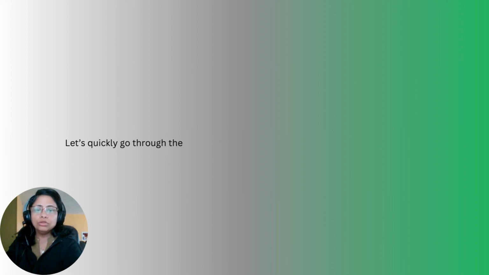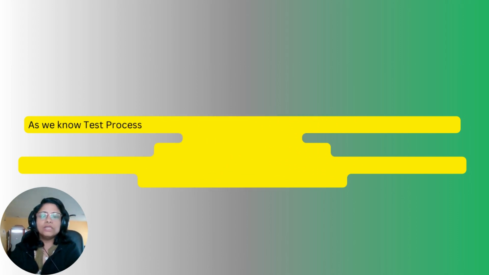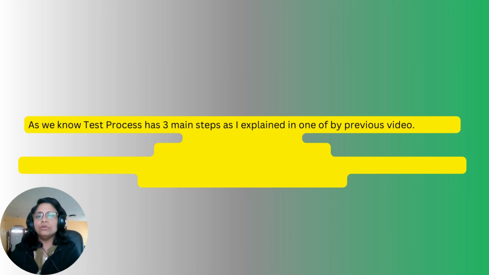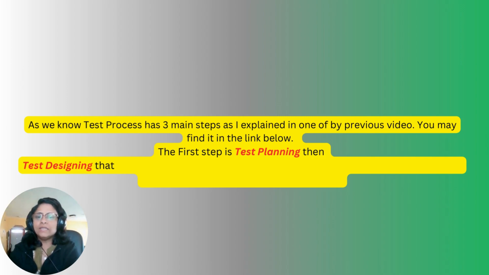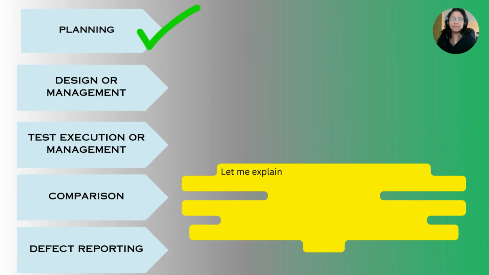Let's quickly go through the process of test plan before writing a bug or defect report. As we know, the test process has three main steps, as I explained in one of my previous videos. You may find it in the link below. The first step is test planning, then test designing, that includes adding them into different test suites for managing our test cases nicely, and then executing the tests, right? Let me explain a little more about the test steps.